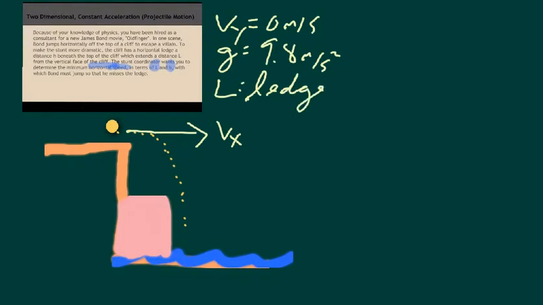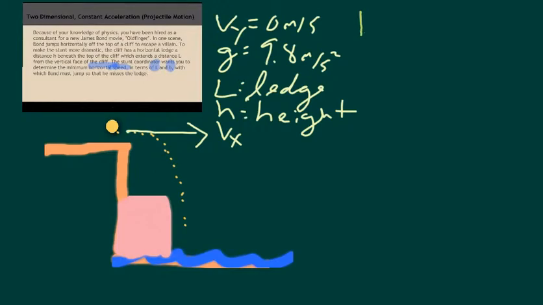And we're also dealing with a height h that James Bond is going to fall before we find out whether or not he clears the ledge. Let's also write down some of our kinematic equations that we're likely going to use.